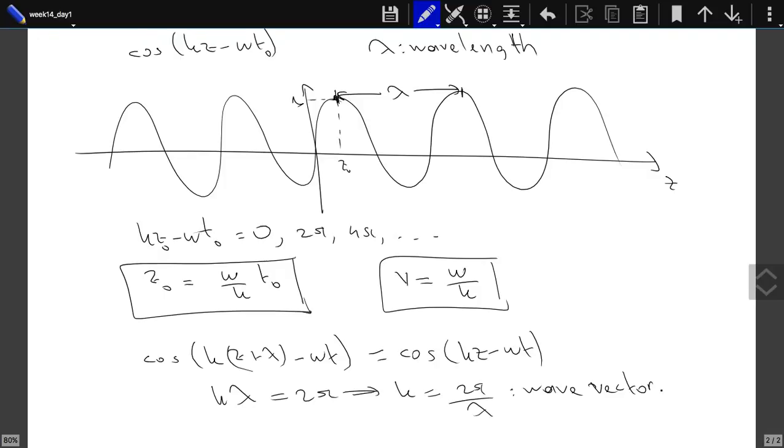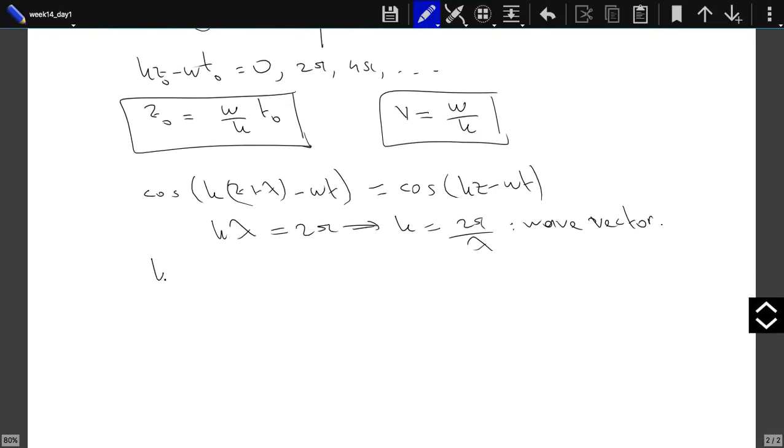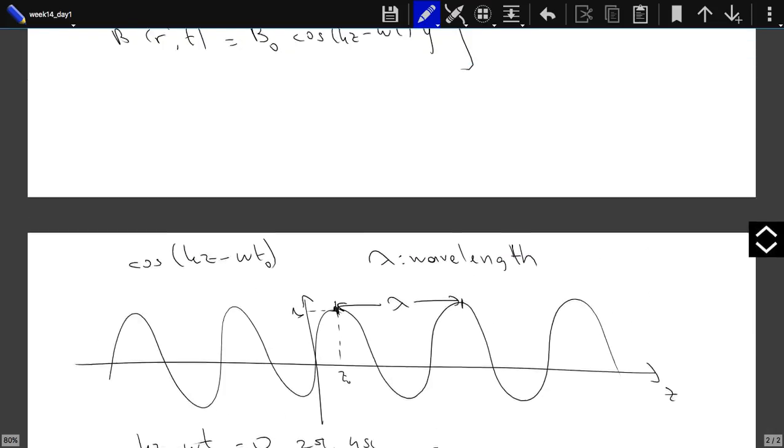Now, why is it a vector? You see, kz is nothing but k in the z direction, scalar product with the r vector, the position vector. This is actually the wave vector. You don't have to take it in the z direction. You can take it in any direction, but it tells you the direction of the motion of your wave. Is this in 3D space? Yes, this is in 3 dimensions.